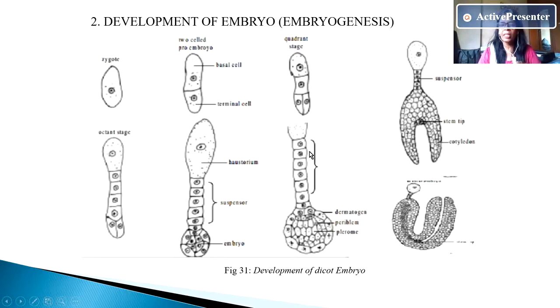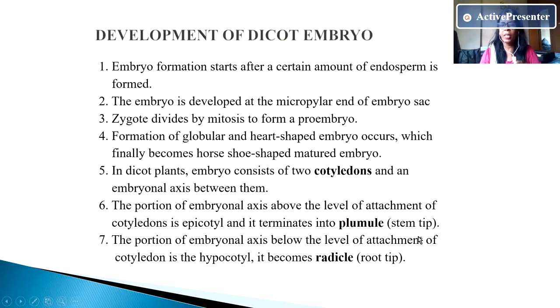So here you can see the horseshoe shape. This is the shape. Finally, this type of shape you can see. In dicot plants, the embryo consists of two cotyledons, that is why it is dicot, and an embryonal axis between them. The portion of the embryonal axis above the level of attachment of cotyledons is the epicotyl, and it terminates into the plumule. Plumule develops into stem. The portion of the embryonal axis below the level of attachment of cotyledons is the hypocotyl. It ends in the radicle. Radicle develops into root tip.